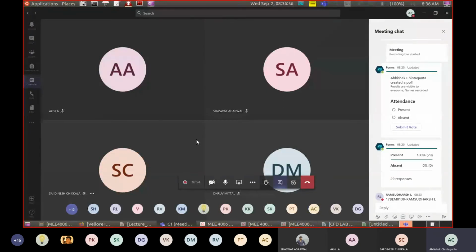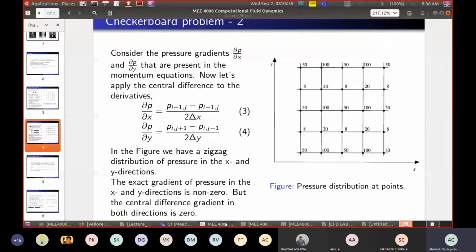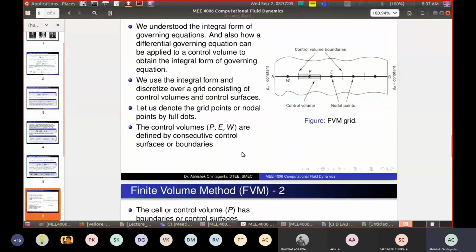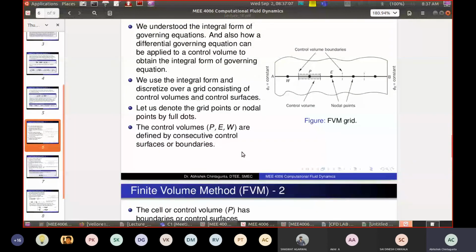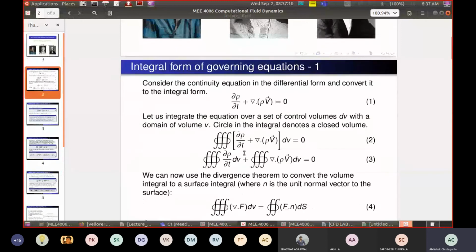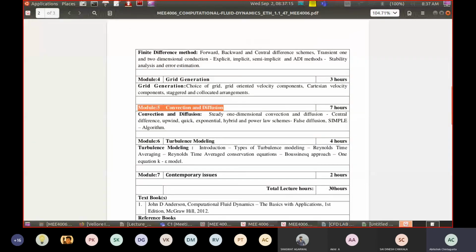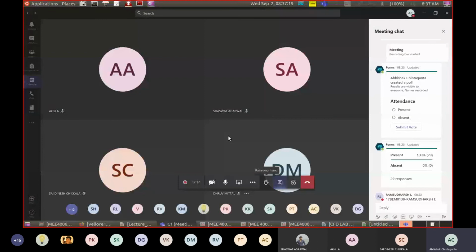Okay, so next class, I wantedly did not start finite volume method. The next chapter is finite volume method in disguise. Actually, it is finite volume method. So this is finite volume method. So we'll look at finite volume method in the next class. Please make sure that you are present.